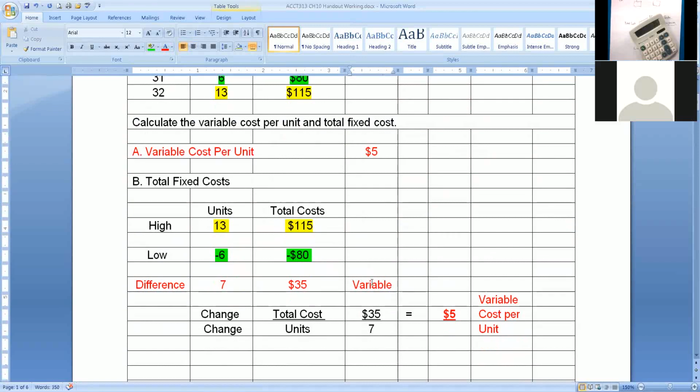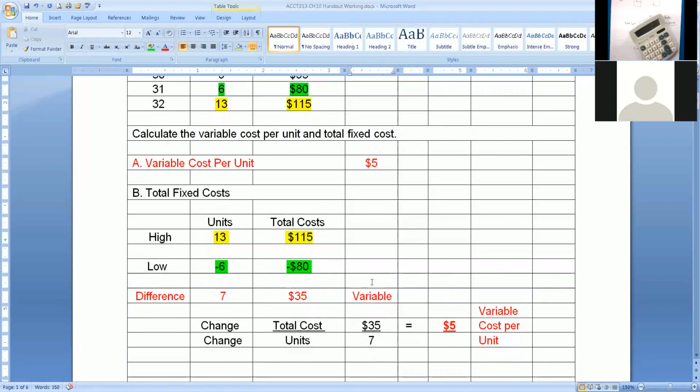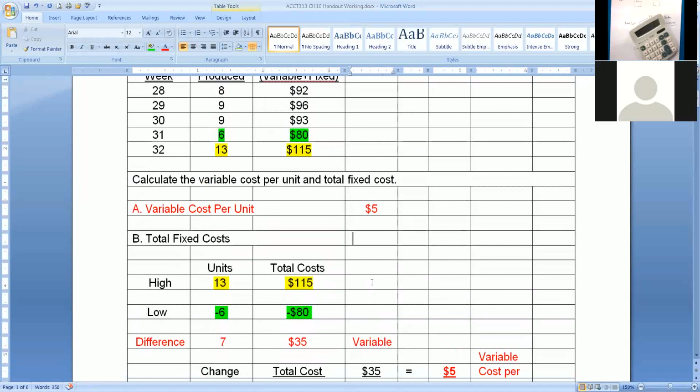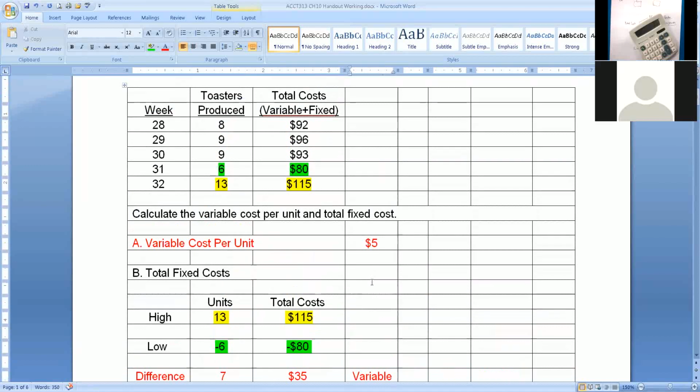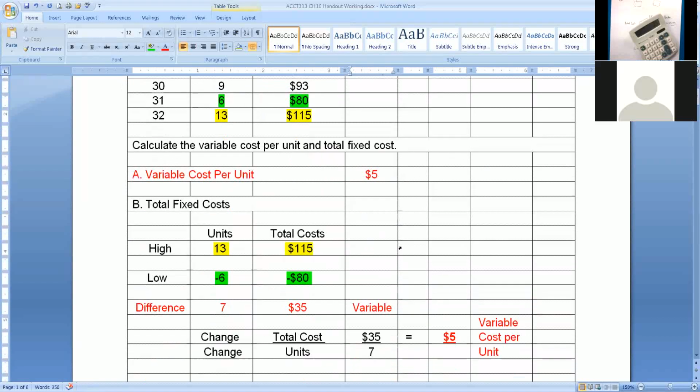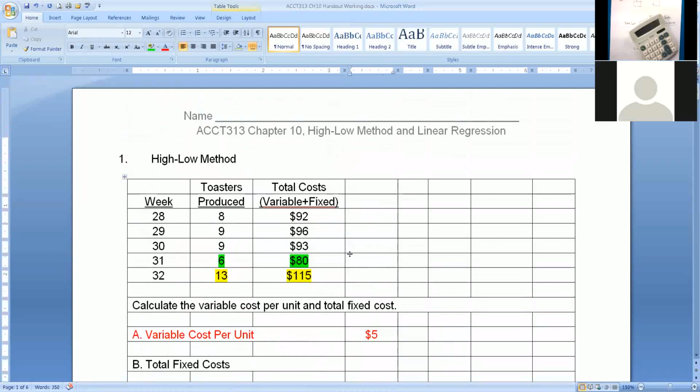Now we've got to find the fixed cost. And for the fixed cost, you can take either the high or the low, and you can use that to determine how much of this is variable, how much of it is fixed. So let's take which one? We'll take, I guess we can take the low one first. I'll put it up here.